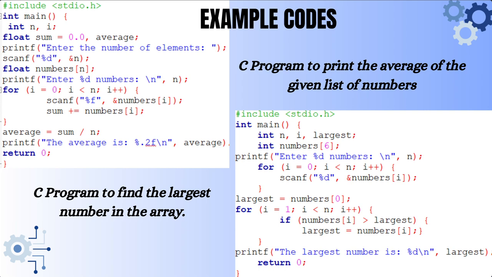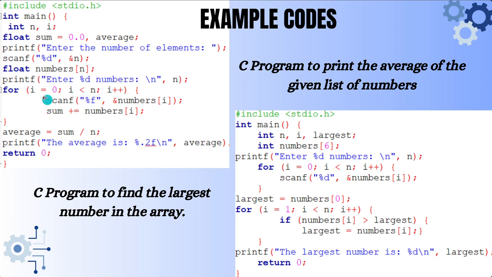Coming to the first program, we have the main function, whose return type is int, and we have declared two variables, n and i. Float sum we have initialized as 0, and average we have taken as another float variable. Now we are printing the elements, and we are taking the elements as numbers from the user. We have float numbers at n, the number of elements we are using. That is basically where we are declaring the size. We are taking the size from the user and putting it in numbers. Print elements of the numbers.